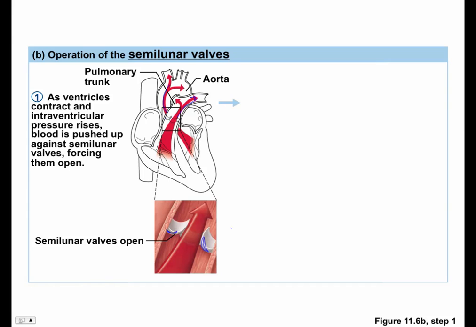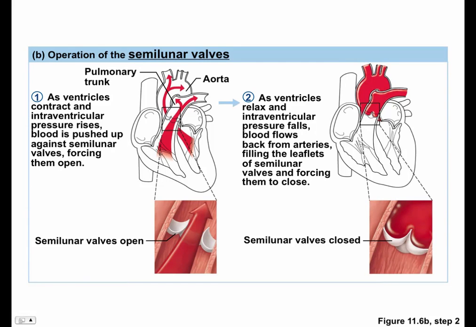And now you notice the anatomy of this, where the shape of our cusps is in this direction, so we can easily force our blood in this direction from our ventricles to the next chamber, the next region. And what happens?